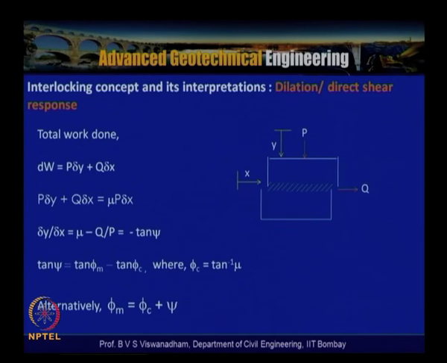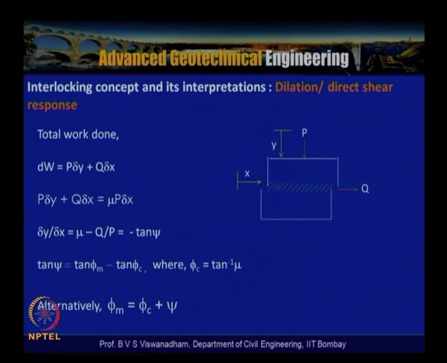So here the total work done is dw, which is nothing but p into delta y in the vertical direction, and q delta x in the horizontal direction. Delta x is the horizontal movement in the x direction, and delta y is the vertical movement. So p delta y plus q delta x is equal to mu p delta x, that is the friction mobilized along this. By dividing, delta y by delta x is equal to mu minus q by p.